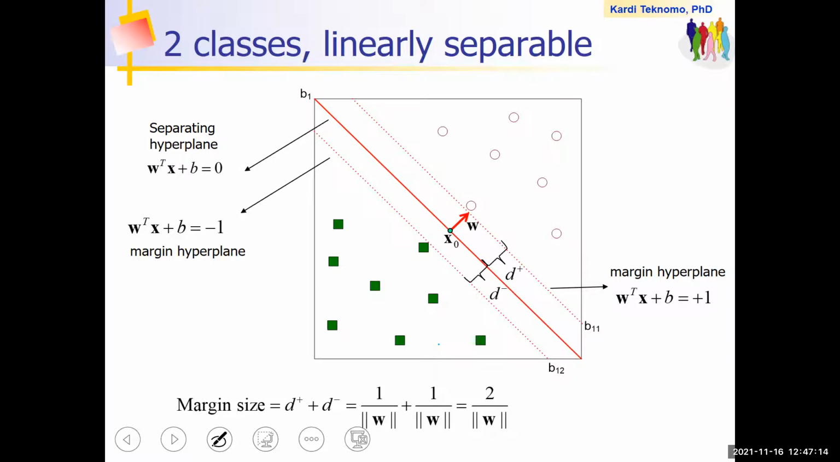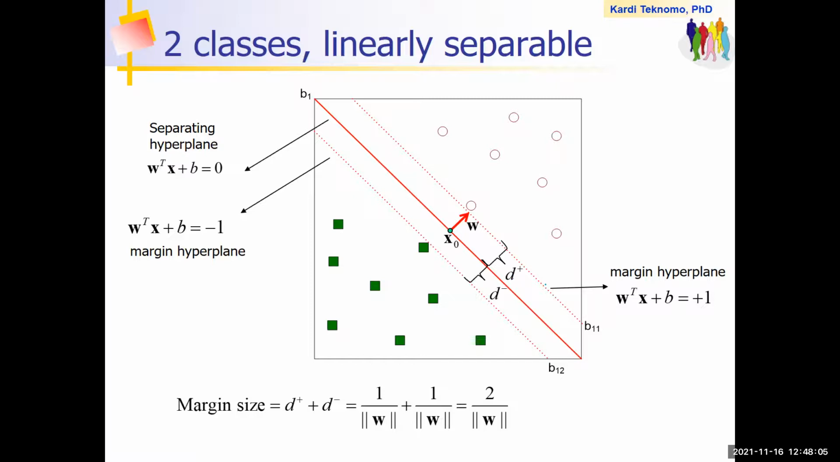Right, so in that case, let's say this is vector x0, a kind of origin here, and W is a vector pointing in that direction, and then from there I can calculate the margin size. What is the margin size? The margin size is d minus and d plus. How do you get d minus and d plus? Because I know W, I can calculate d plus and d minus, which is 1 over the length of W, that length only. Because you have 2, it is 2 divided by the length of W.